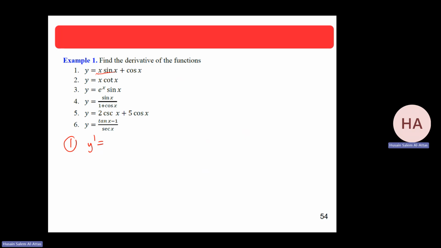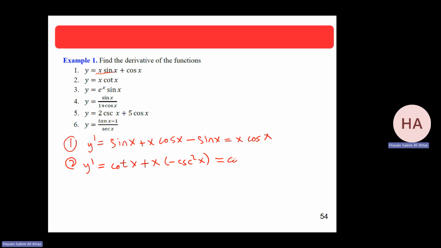So y prime, derivative of the first, which is x, derivative of x is 1, times sine x, plus x cosine x. What's the derivative of cosine? Minus sine x. So the answer is x cosine x. 2. Y prime will be what? Derivative of the first, which is 1 times cotangent x, minus or plus. What's the derivative of cotangent? Minus cosecant square. Don't forget, the derivative of cotangent is minus cosecant square. That's it. That will be the answer: cotangent x minus x cosecant square x.